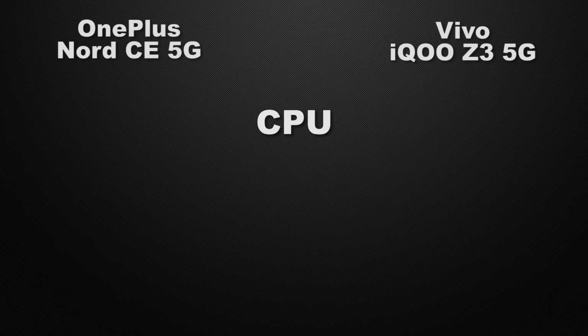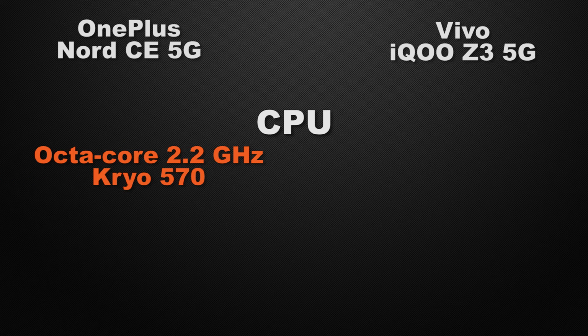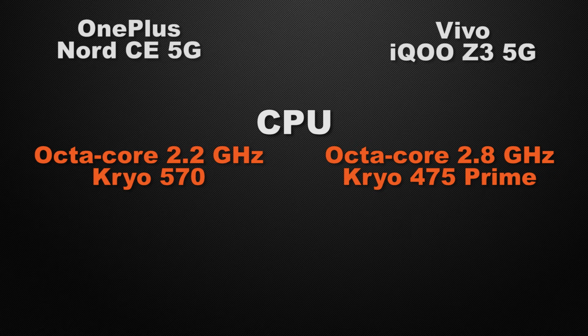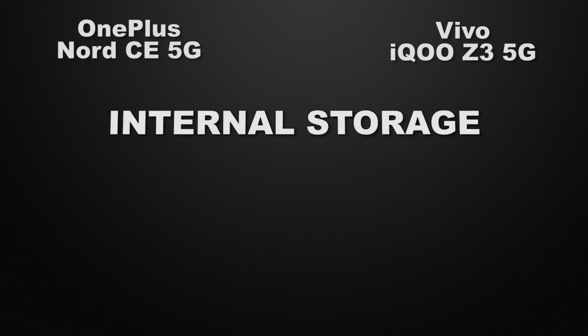Let's talk about the clock speed of the devices. Nord can clock at 2.2 GHz based on octa-core Kryo chipset, whereas iQOO Z3 can clock at 2.8 GHz based on octa-core Kryo chipset. So iQOO is the winner again because it has faster clock speed. And about the RAM variants in the devices, both of the devices have 6, 8 and 12 GB, so it's a tie.